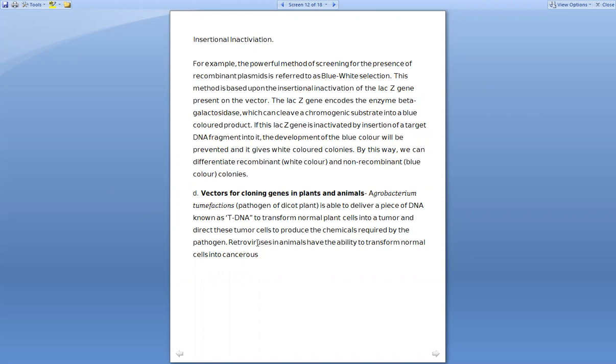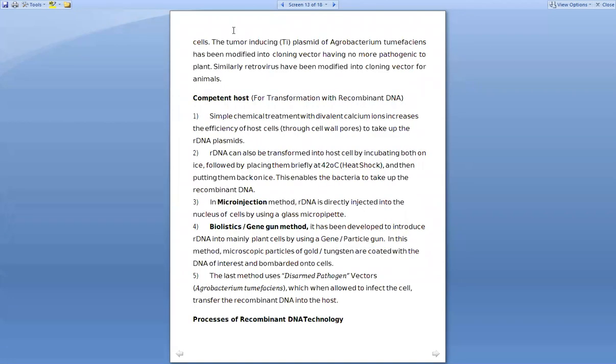Next, retroviruses in animals have the ability to transform normal cells into cancerous cells, right? So here even the retroviruses, which you can see carry out the retro transcription, right? That is the retrovirus, and they work in animals, where they have the ability to transform normal cells into cancerous cells.